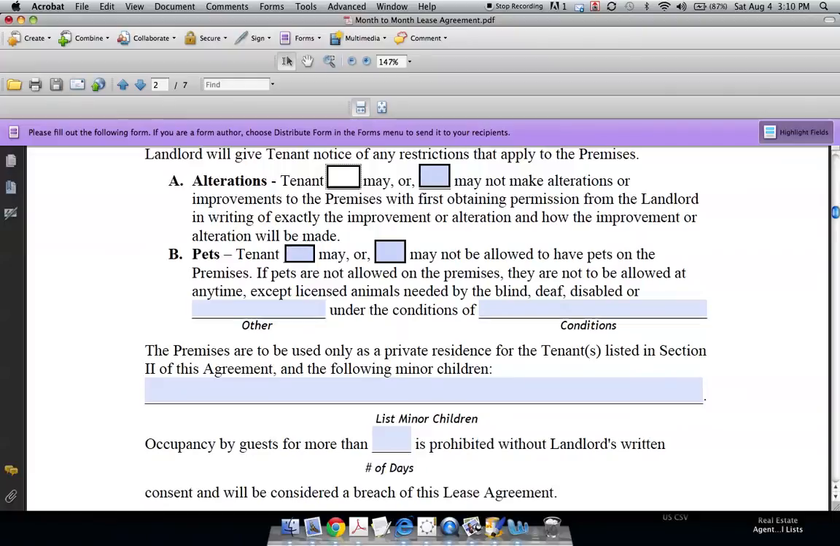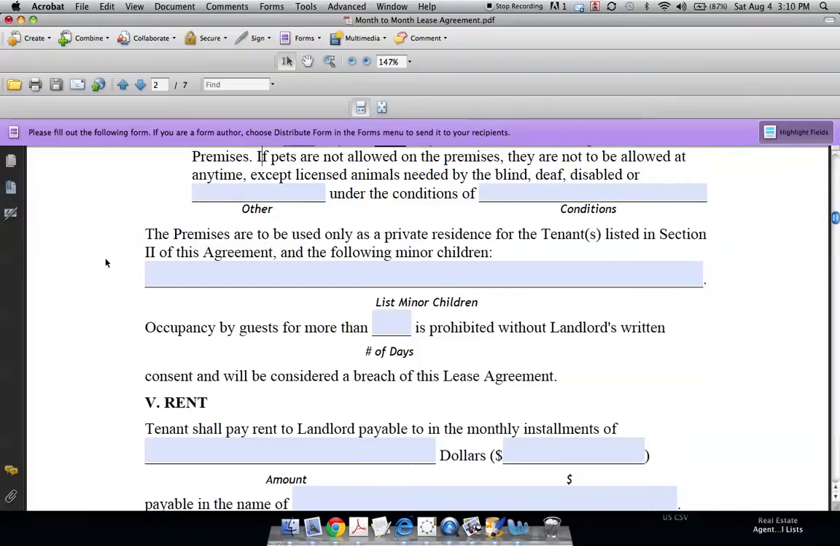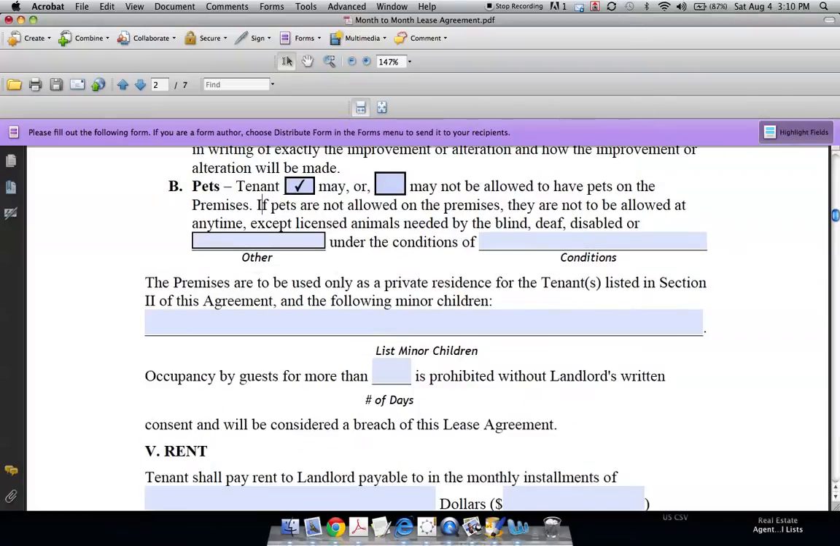This is another big one, pets. Can the tenant have pets? I know right now with this recession going on, landlords are becoming more and more lenient and clicking this box, but it's all totally up to the landlord. And then this box is just for if, say you don't allow pets, but the tenant is blind and has a seeing-eye dog, then the tenant would fill in exactly the conditions why he has to have an animal.